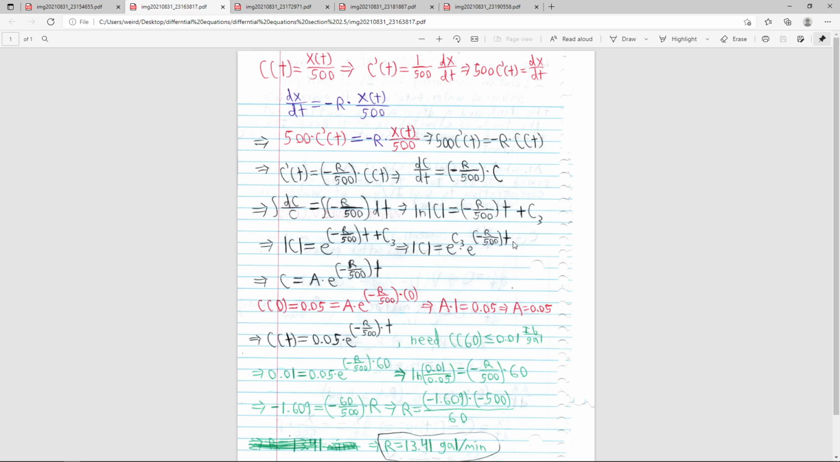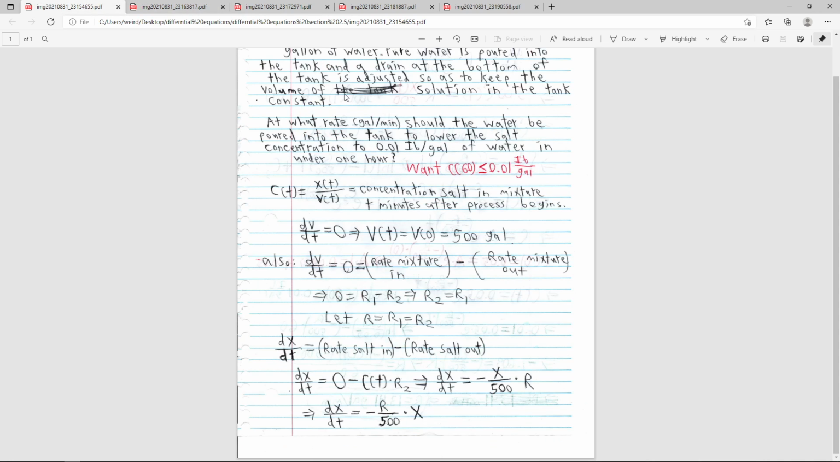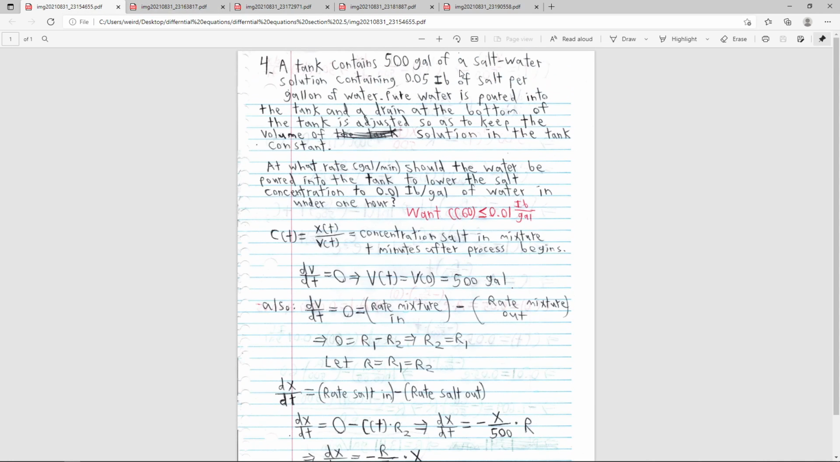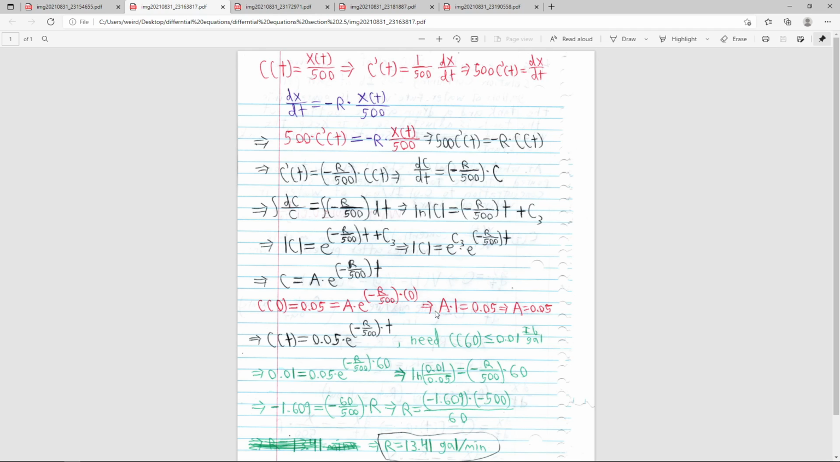But yeah, you solve this like normal, and eventually you get, without the absolute values, C equals A times e to the negative r divided by 500 times t. And C of 0 is equal to 0.05, as it was given. 0.05 pounds of salt per gallon of water was the initial concentration. So A is equal to 0.05 when you solve for it.